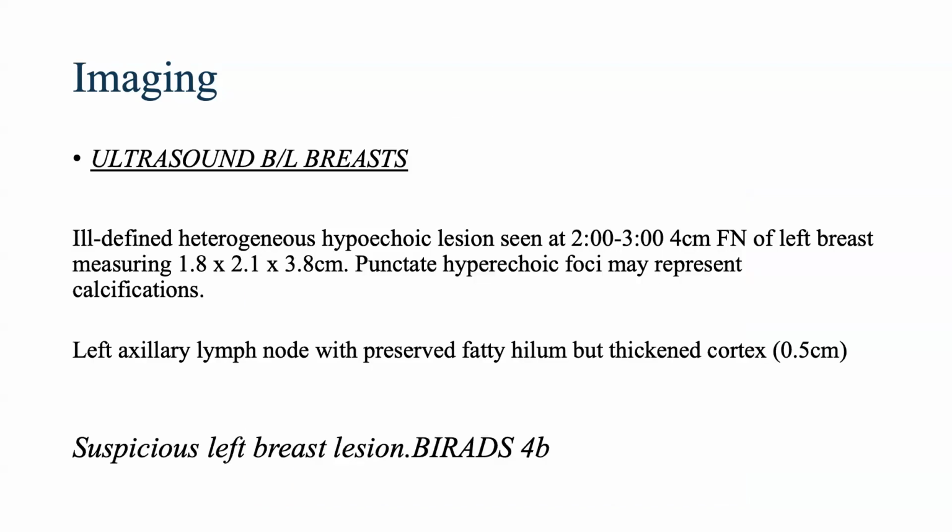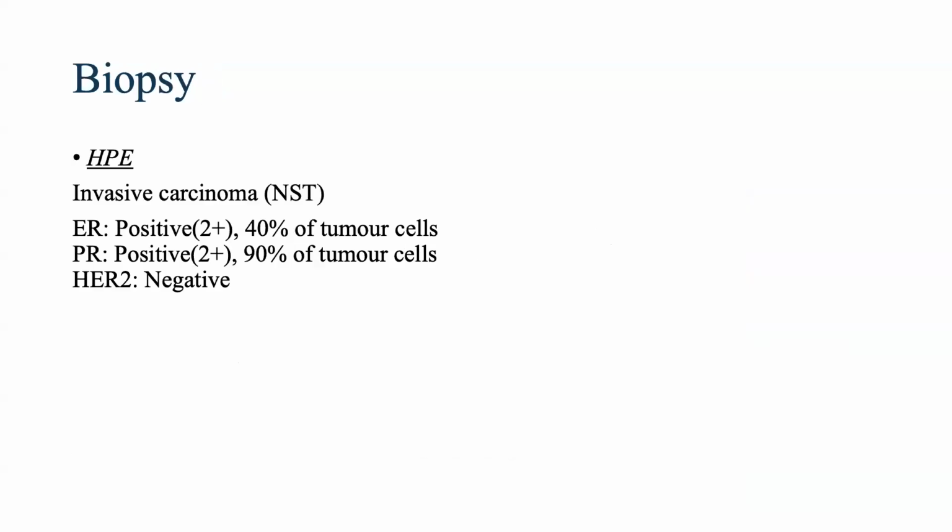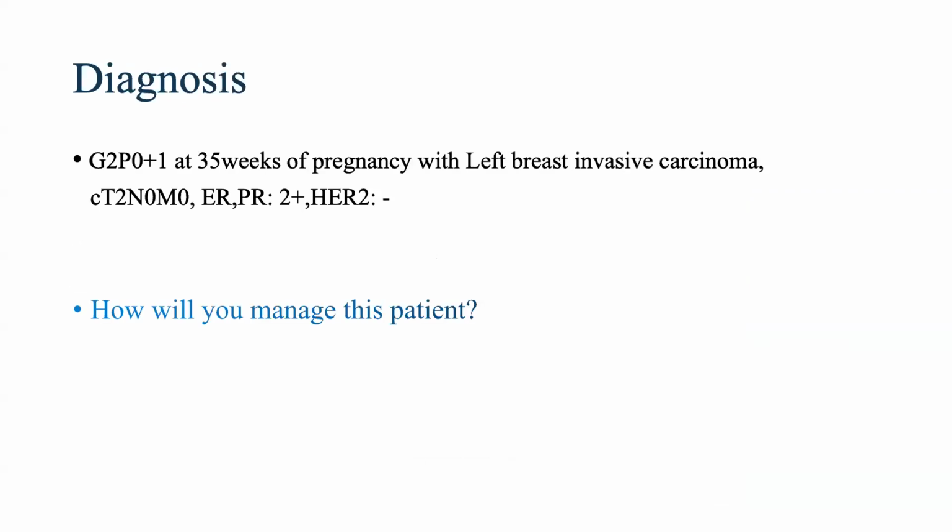Okay, so this is the lesion as he described. It's a suspicious BI-RADS 4B, so we proceeded with biopsy. Next slide. It came out as invasive carcinoma, ER/PR positive, and HER2 negative. So now the diagnosis is Gravida 2 Para 0+1 at 35 weeks with left breast invasive carcinoma, clinical staging T2 N0, ER/PR positive with HER2 negative.